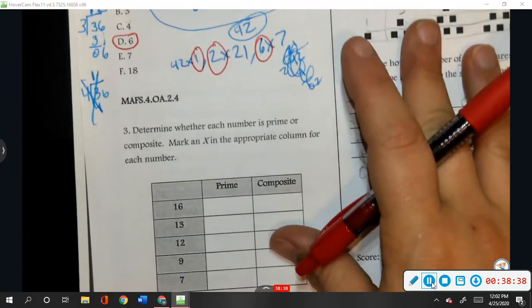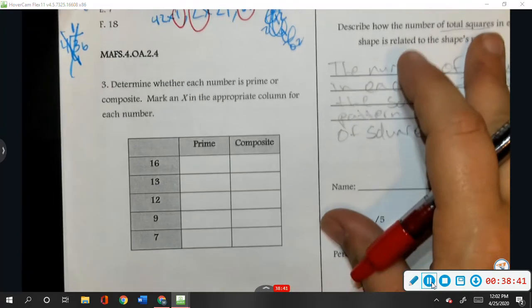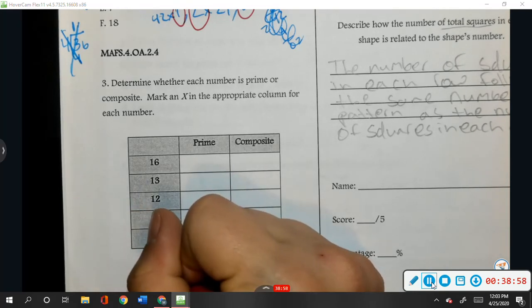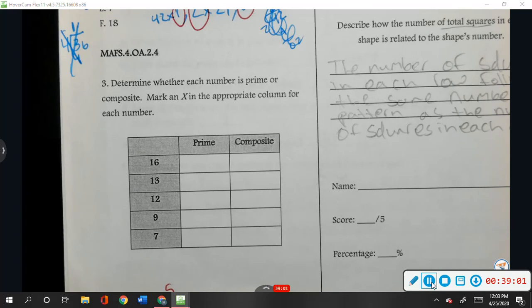Number 3. Determine whether each number is a prime or composite number. Mark an X in the appropriate column in each number. So you got to remember what prime and composite means. Prime is a number that only has one factor pair, 1 and itself. Like 5 is a prime number because the only way to get 5 as a product is to do 5 times 1. Then a composite number has more than one factor pair, so 8 would be a composite number because you have 8 times 1 and 2 times 4.